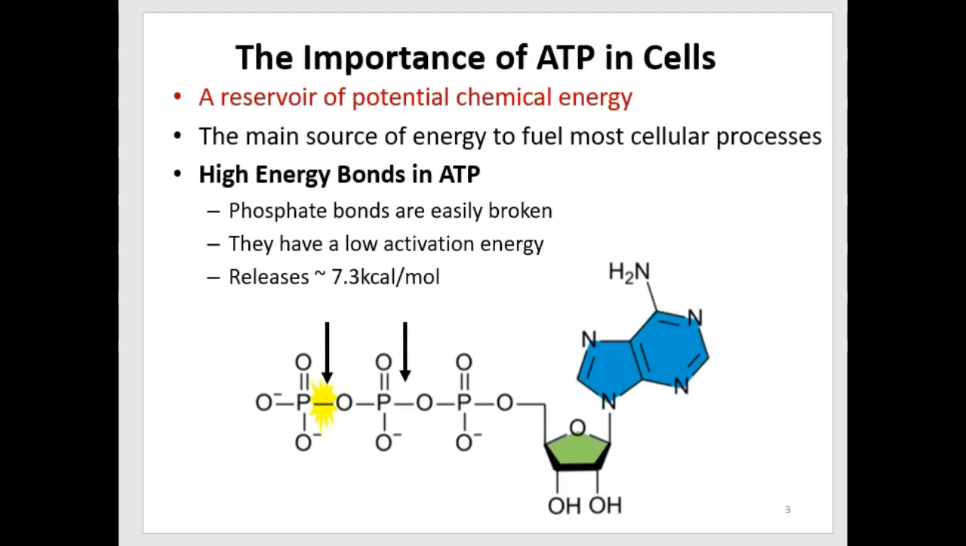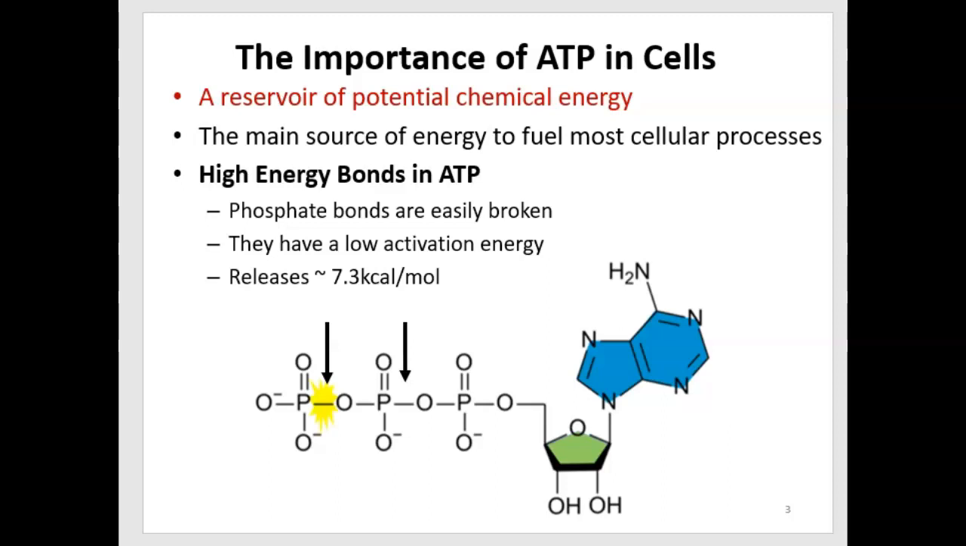Now, the reason that ATP is important is that it can act as a reservoir of potential chemical energy. That's because it has some high energy phosphate bonds. Now, this energy, when the bonds are broken, is the main source of energy used to fuel most of the cell's processes. So when these phosphate bonds are broken, shown by those arrows that you see in the ATP structure, that releases approximately 7.3 kilocalories per mole of ATP.